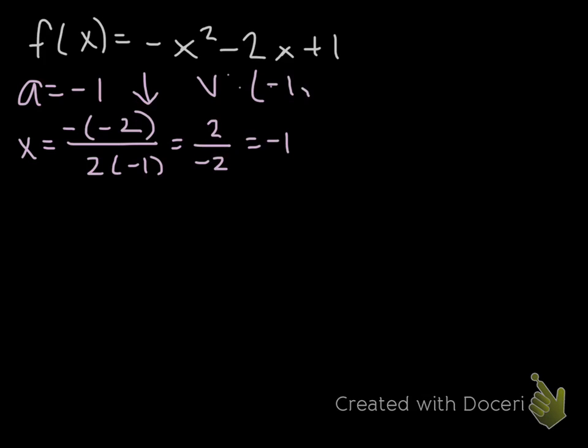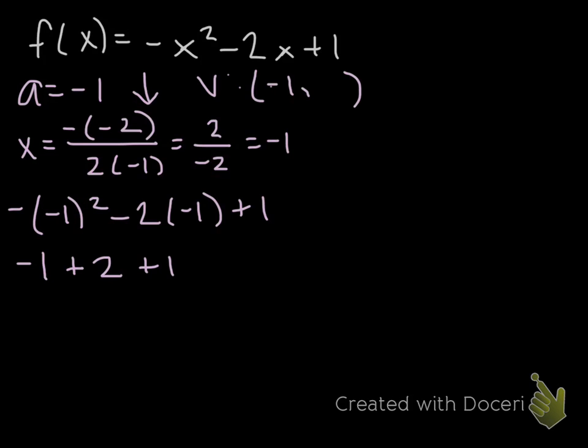Now we've got to plug that in to find the y part. So I have negative of a negative 1 squared minus 2 times negative 1 plus 1. So a negative 1 squared is positive 1, but there's still that negative 1 out front. This will change to be plus 2 plus 1, so I'll have 3 minus 1, which will be 2. So the vertex is at negative 1 and a positive 2.